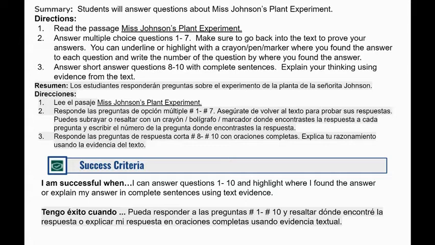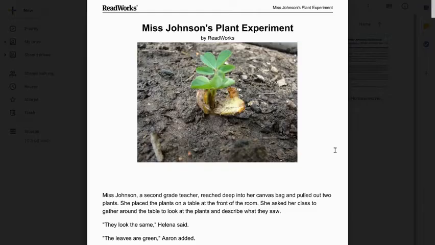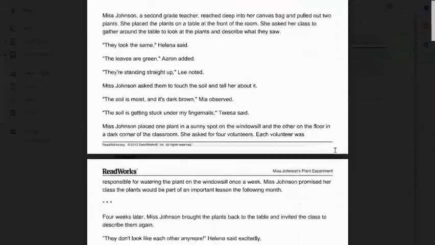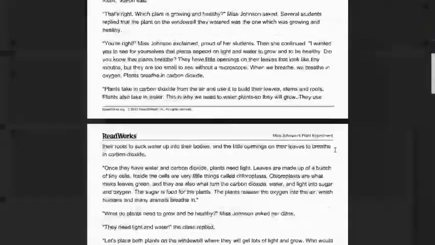Number 3 says answer short answer questions number 8 through 10 with complete sentences. Explain your thinking using evidence from the text. You can do that by saying, in the text it says, or according to the text. Students will be successful when they answer questions number 1 through 10 and highlight where they found their answer or explain their answer in complete sentences using textual evidence. Today you'll be rereading Miss Johnson's Plant Experiment, all 3 pages, so page 1, 2, and 3.